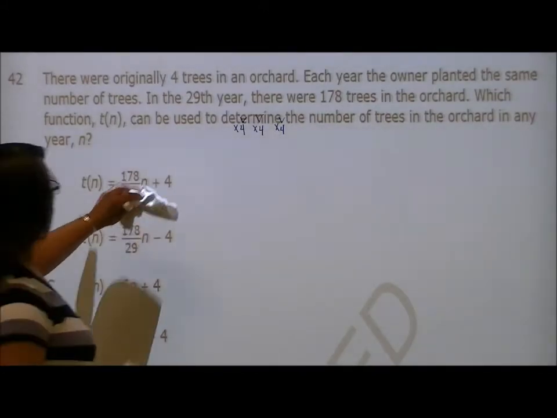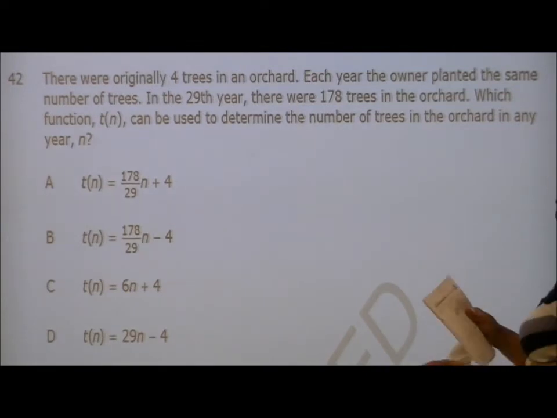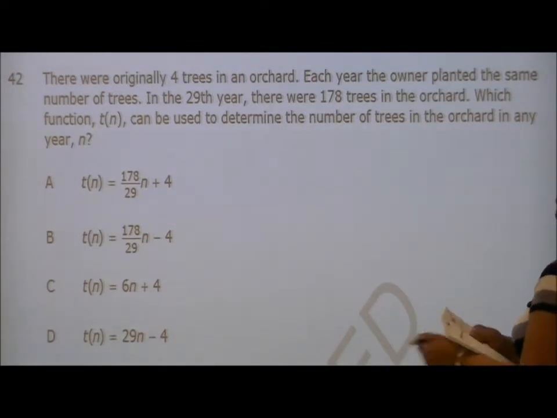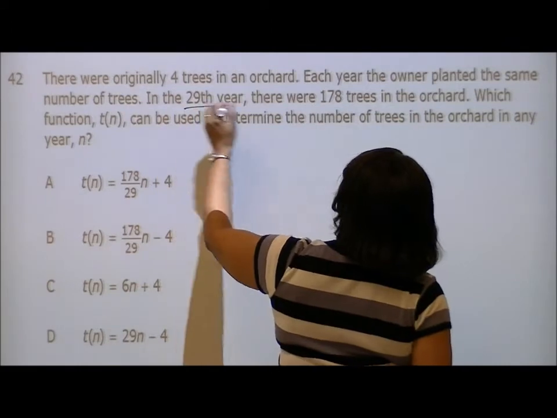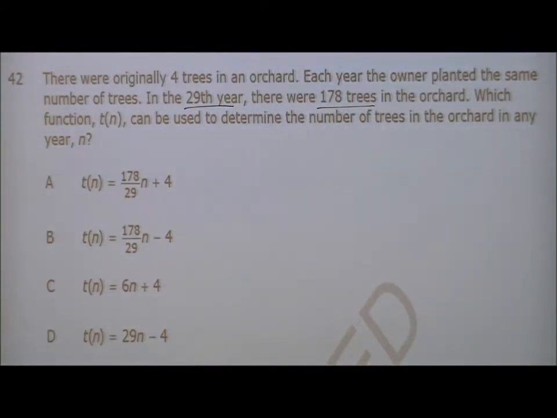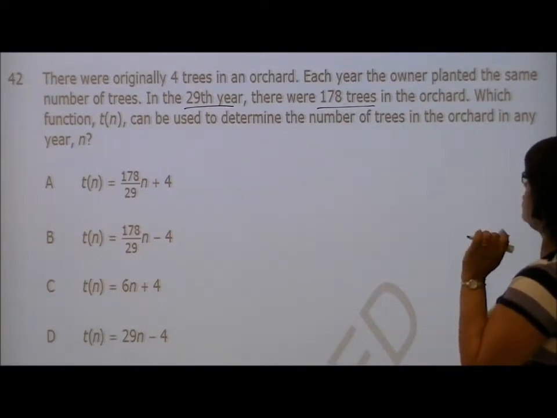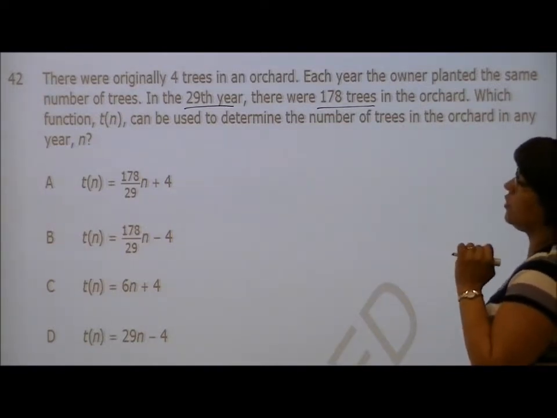There were originally 4 trees in the orchard. Each year the owner planted the same number of trees. In the 29th year, there were 178 trees in the orchard. Which function, T of n, can be used to determine the number of trees in any year n?